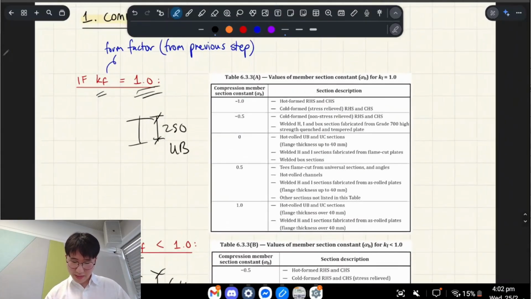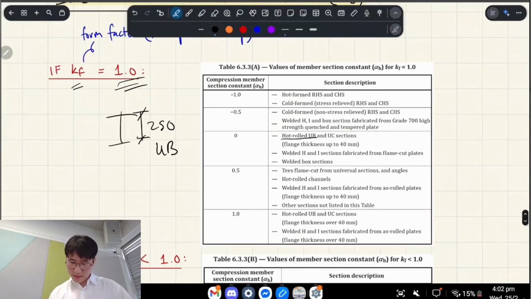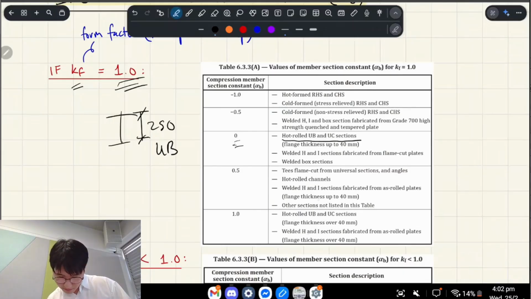Okay, so let's talk about this one first. This, again, requires a bit of an understanding of the manufacturing process. But a lot of the time, you'll be dealing with hot-rolled UB and UC sections, which just have a 0 for alpha b. Or what else is common? This one's pretty common, cold formed RHS or CHS. It'll usually tell you in the question how it's made. If it's not obvious, this one's pretty obvious.